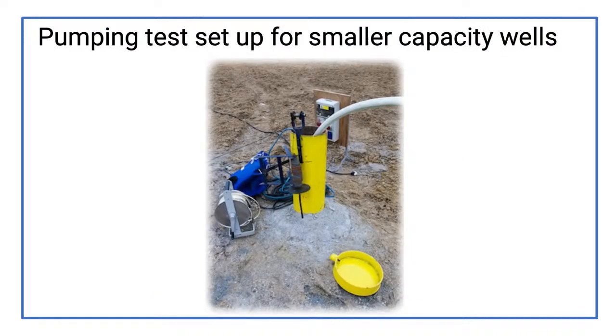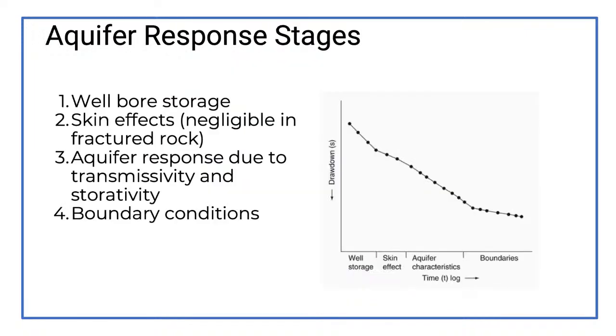This is for a smaller well, a domestic well or small capacity well. This is, I think, an 8 or 10-inch well there. This is basically what it looks like. So not quite as sophisticated. We're using a submersible pump as opposed to a turbine pump, and it's a little bit less sophisticated, but the same principles apply. You're going to see certain things happen during the test in the aquifer.